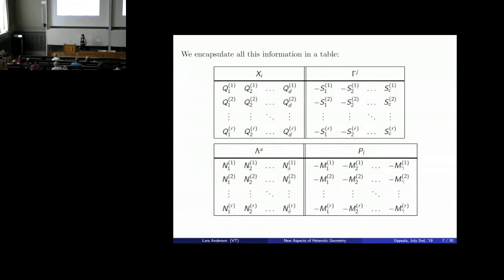We're going to encapsulate all the information of this 2D theory in a table. This is the so-called charge data of the GLSM. Here I just have the fields that I just listed. We'll see in a second that these fields up here in the first part of the table, the X's and gammas, are going to encapsulate in a geometric phase the data of the manifold. These down here, the data of a vector bundle. And we'll see how that goes in just a second.